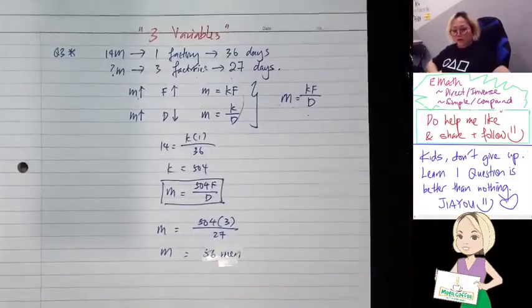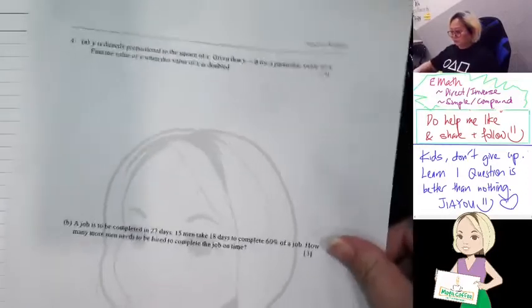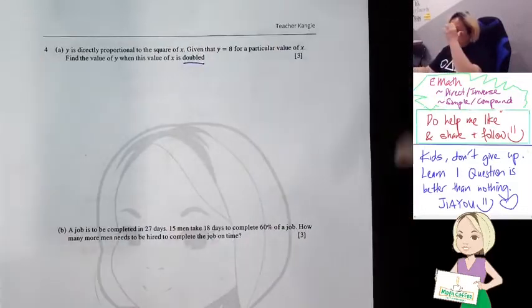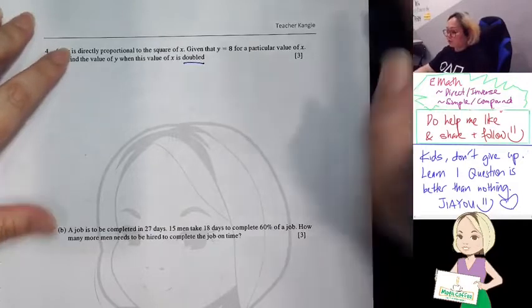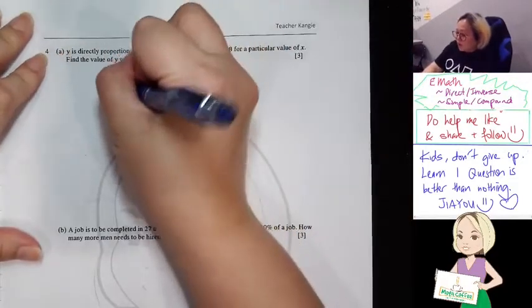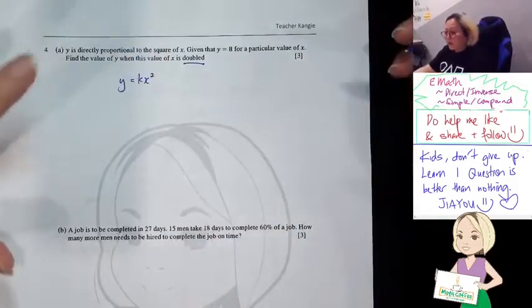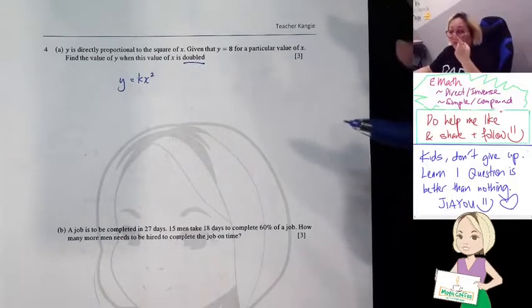Okay, let's move on. This is a popular question. When they ask for double, how do we do it? Okay, y is directly proportional to the square of x. So y equals kx squared. Now, there's not enough information for you to find your k. That's the tricky part, but it's okay.